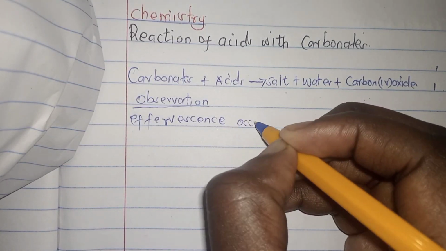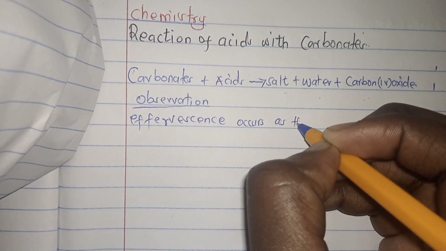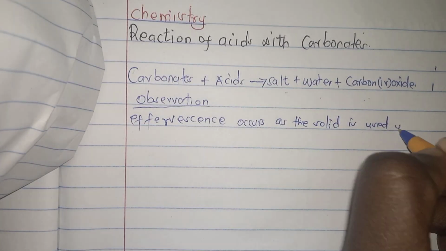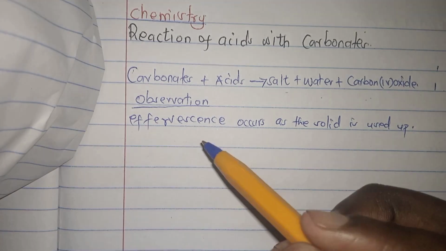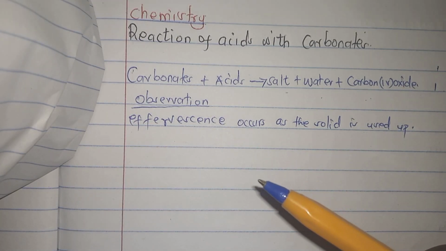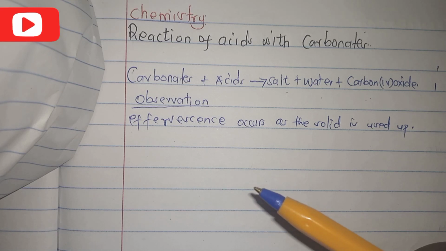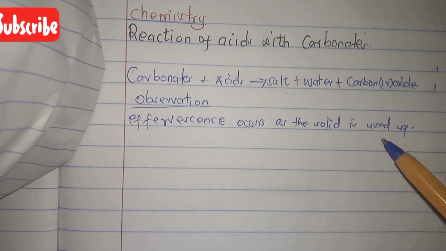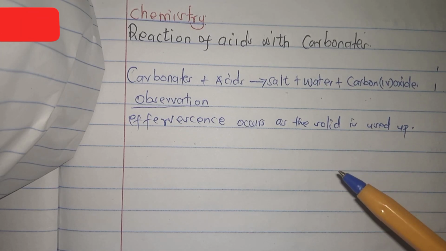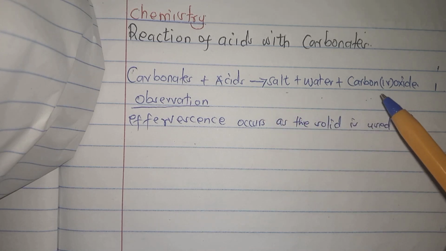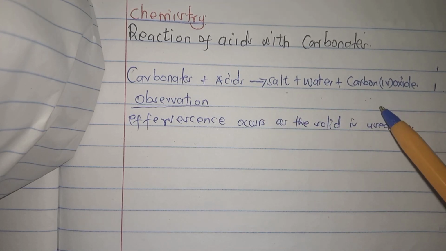Effervescence occurs as the solid is used up. So this is what we observe. When carbonates are added to dilute acids, effervescence occurs as the solid is used up. That is observation number one. The colorless gas that is produced is carbon dioxide.